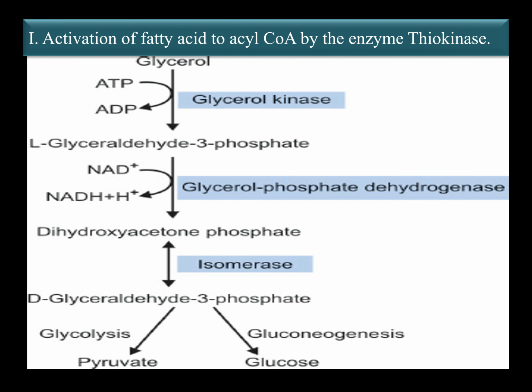The first step of beta oxidation is activation of fatty acids into acyl-CoA. This activation is done by the enzyme thiokinase, also called acyl-CoA synthetase. Without activation, fatty acids cannot enter the oxidation cycle. This activation step uses ATP, so it is like preparing the fatty acids for breakdown.